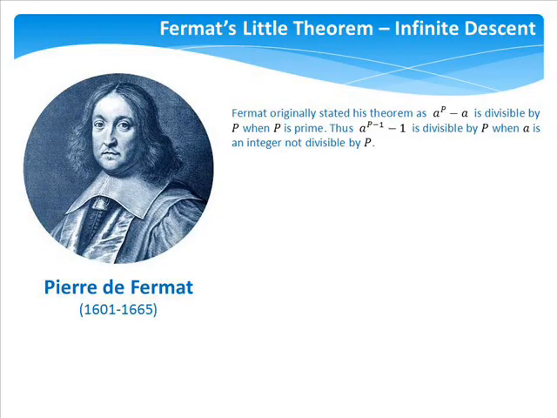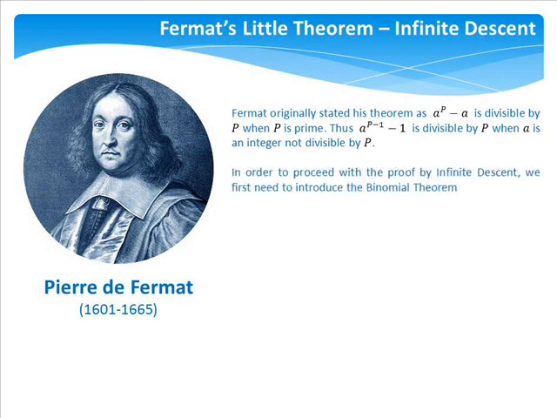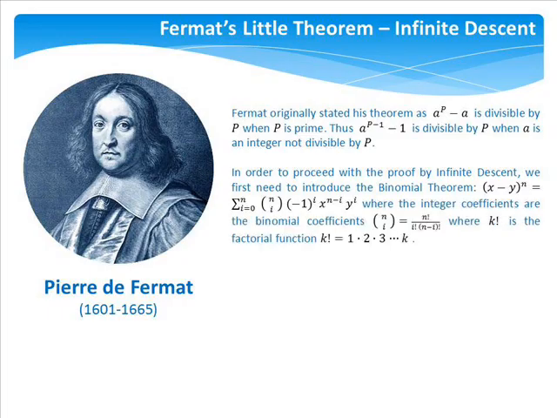Thus, a raised to p minus 1 is divisible by p when a is an integer not divisible by p. In order to proceed with the proof by infinite descent, we first need to introduce the binomial theorem, where the integer coefficients are the binomial coefficients, where k factorial is the factorial function for k.